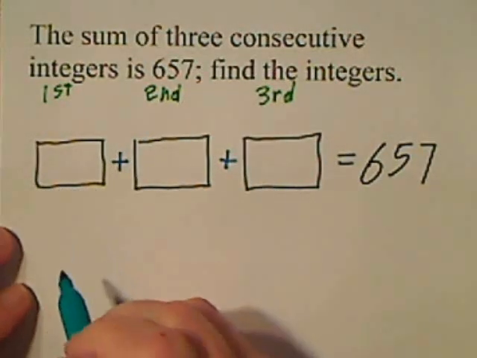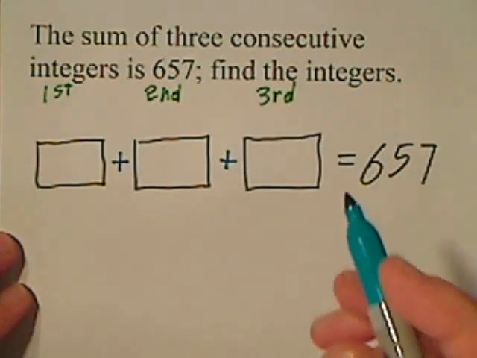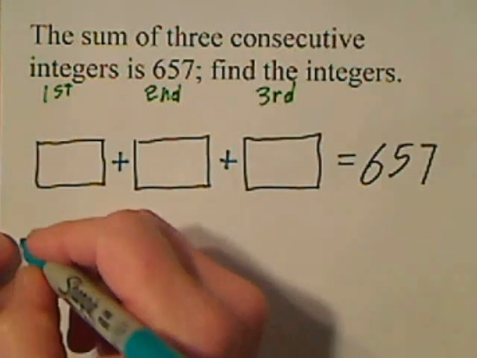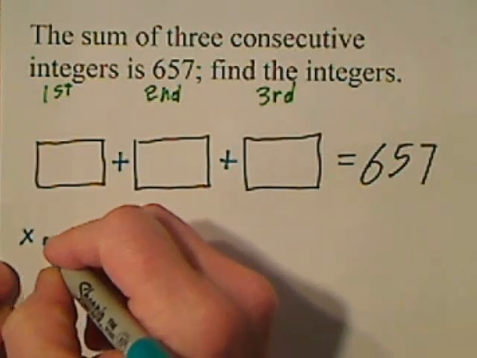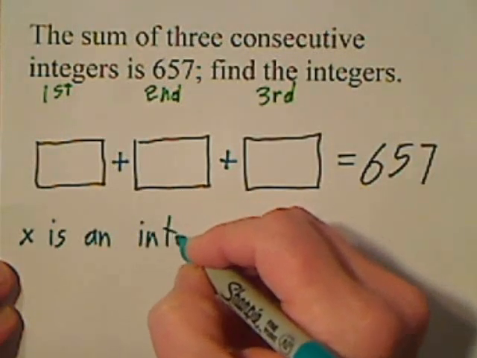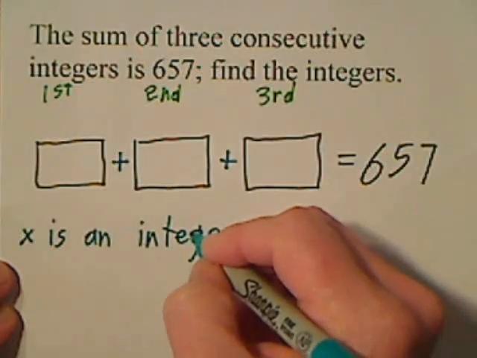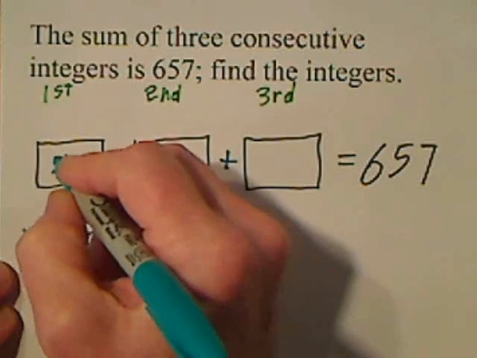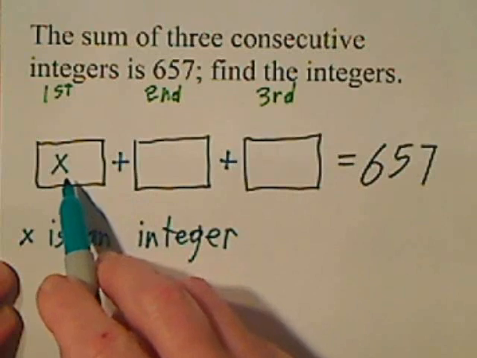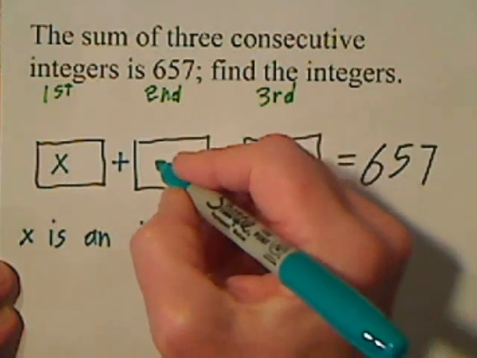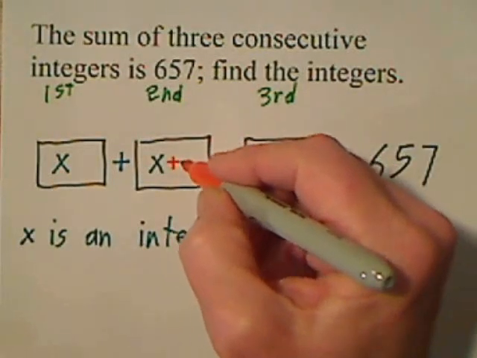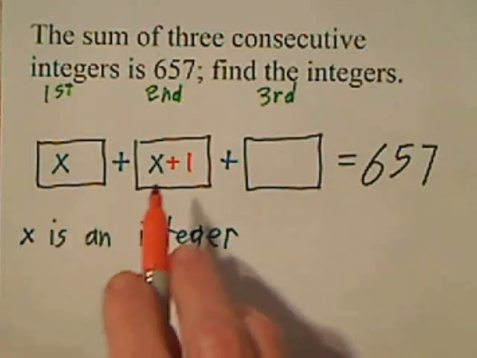And what we're going to do is specify that x is an integer. We have no idea of its value. I'm just going to put x in here. If you think about it, if I'm standing on an integer and I want to get to the next integer, I would take that integer and add 1 to it. That would get me to the next integer.